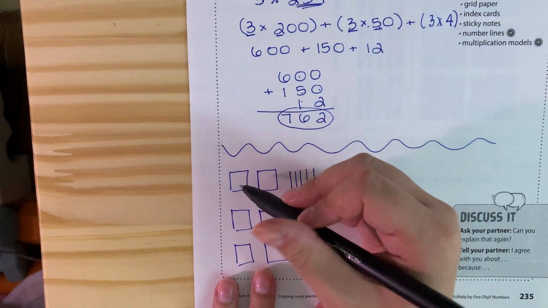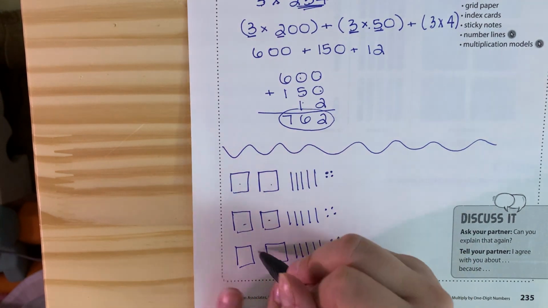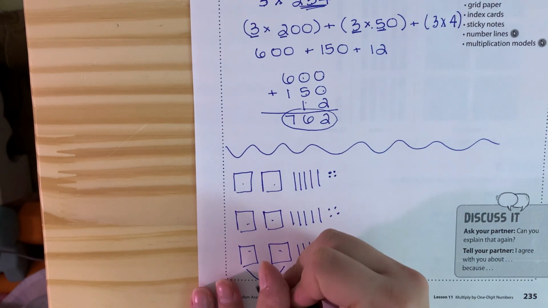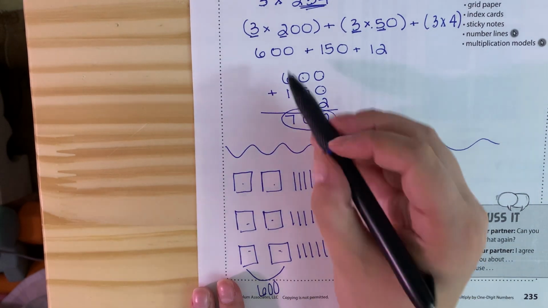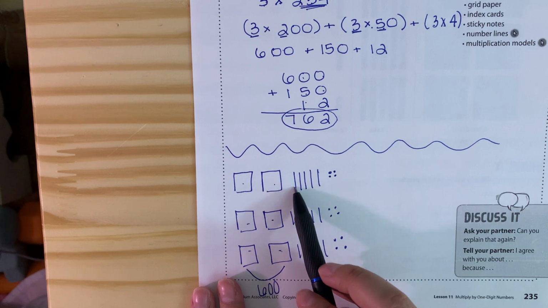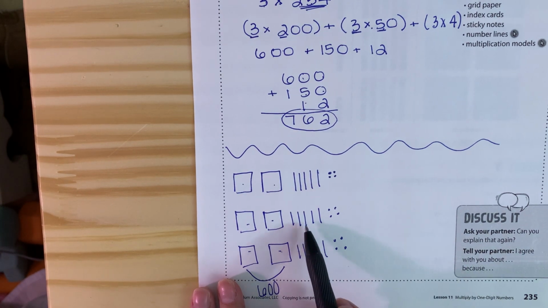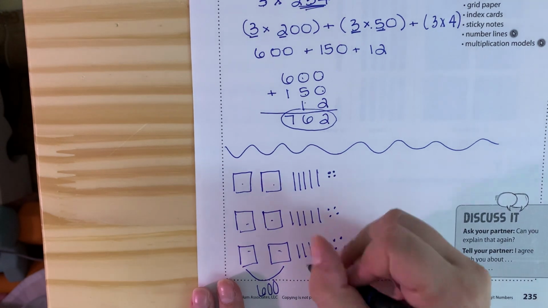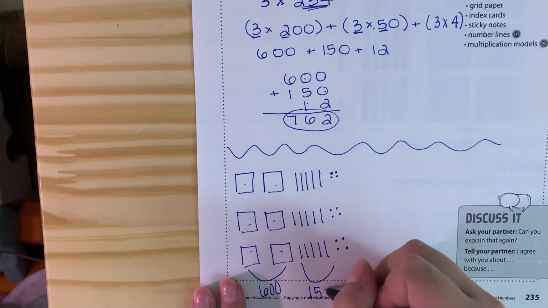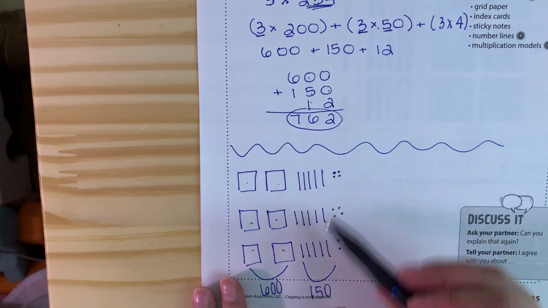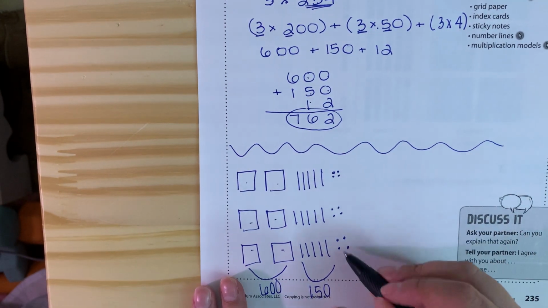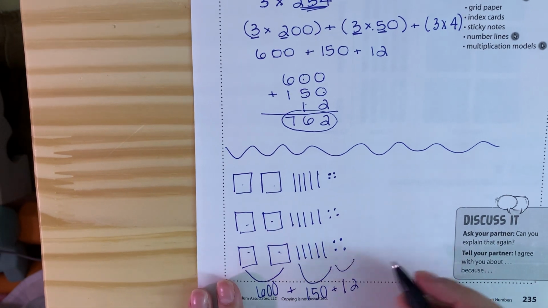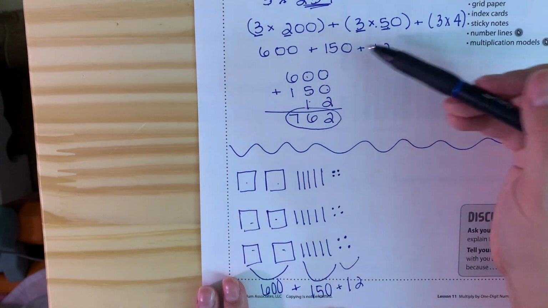So again, you would count 100, 200, 300, 400, 500, 600. So all the 100s, we get the 600 again, just like we got up here. And then we have 10, 20, 30, 40, 50, 60, 70, 80, 90, 100, 110, 120, 130, 140, 150. So again, we got the 150. See how it's matching up. And then we have 4, 8, 12. And then we would just have to add them together. So you can see we get the same numbers.